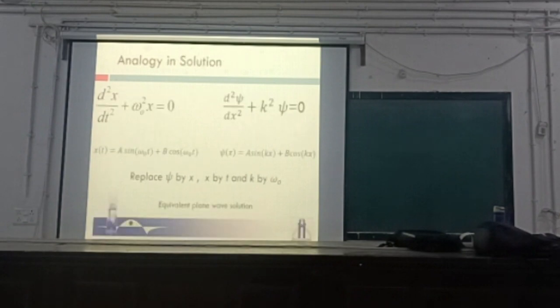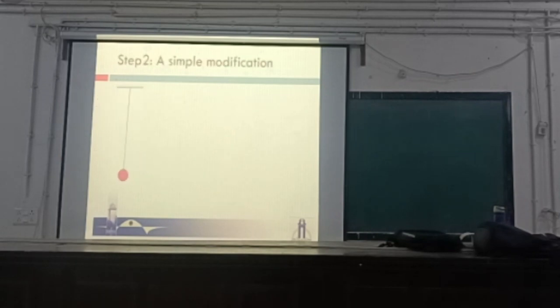So here the solution is A sin omega 0 t plus B cos omega 0 t. And just replace psi x by psi and t by x, and you get A sin kx, B cos kx, like that. So that's the same thing. So the equivalent plane wave solution you can get here. So this is Schrodinger's equation for free particle, and this is harmonic oscillator, simple pendulum. Now let us do a simple modification.